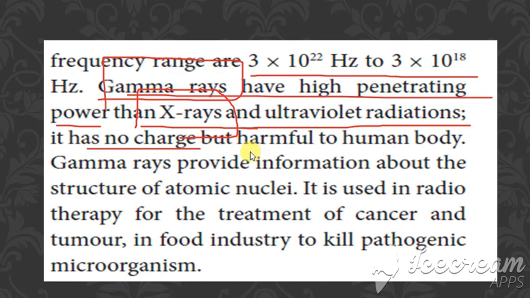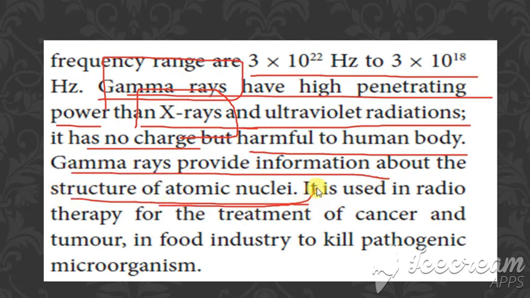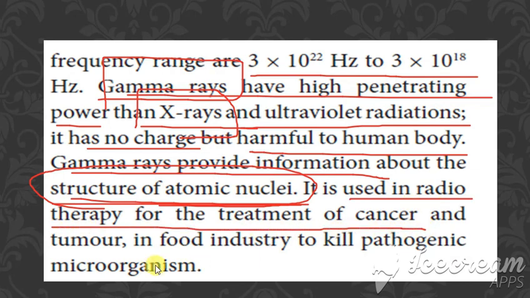There is no charge, but it is harmful to the human body. So gamma rays don't have any charge, but they are harmful. Okay, they provide information about the structure of atomic nuclei. So visible light is used for the molecular structure, X-rays for the crystal structure, and gamma rays for the atomic nucleus structure. Okay, it is used in radiotherapy for the treatment of cancer and tumors, and also in the food industries for killing pathogenic microorganisms. Clear? So these are about the electromagnetic spectrum.